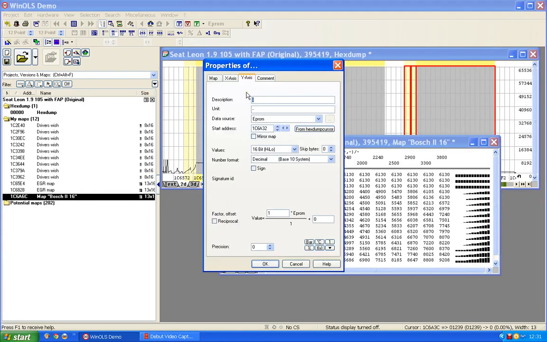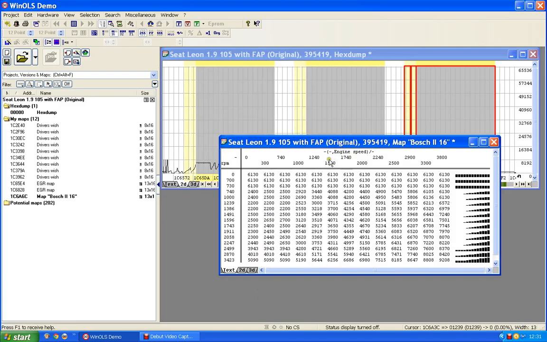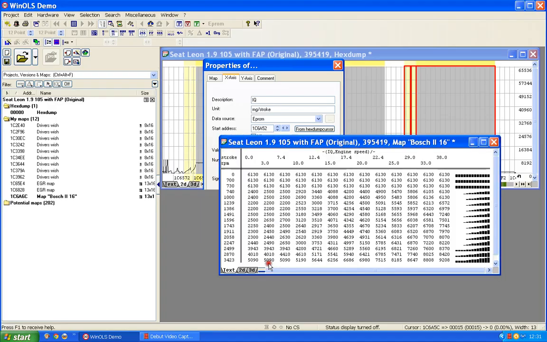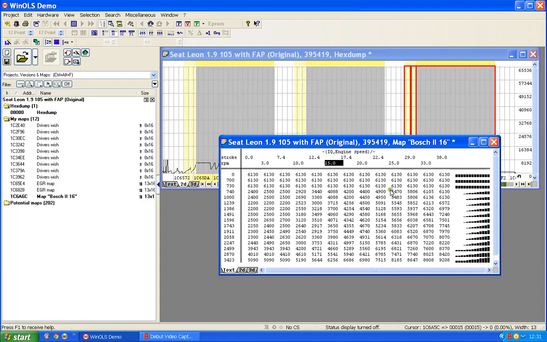There's our engine speed again. Call that revs per minute. I think everything else on there is okay. This one we were going to call injection quantity. Oops. Milligrams per stroke. 0.01. 1 degree, or 1 point after the decimal point.